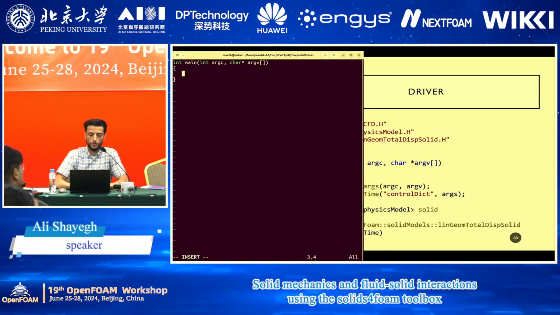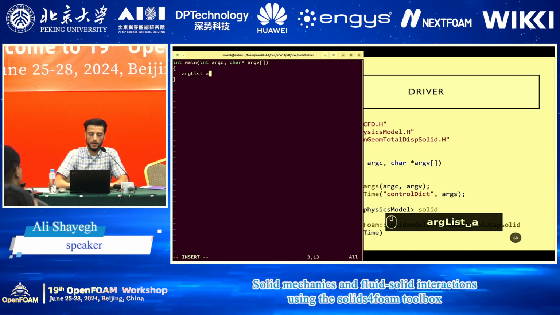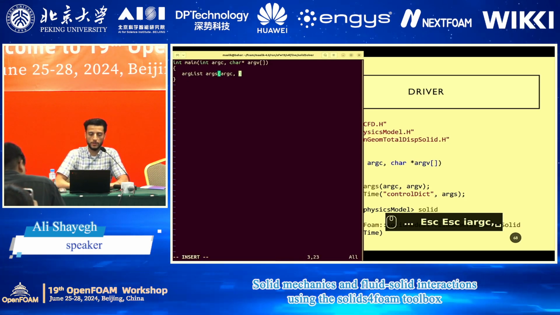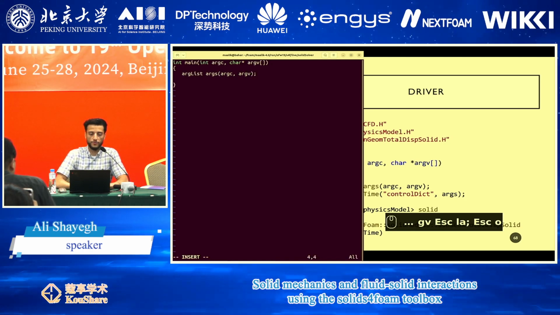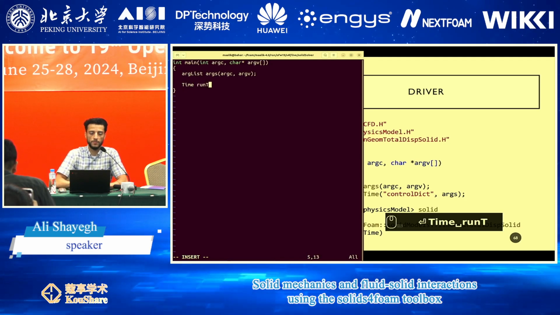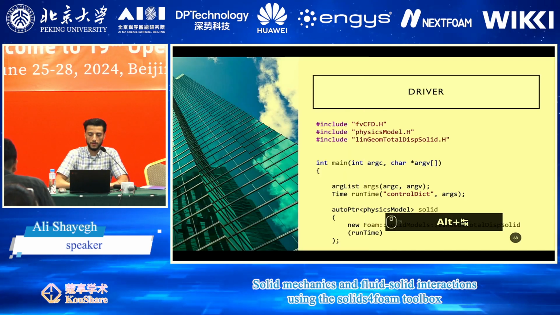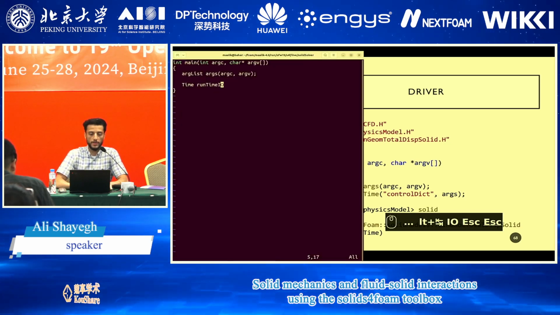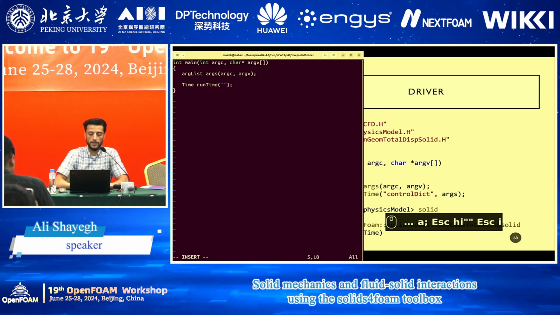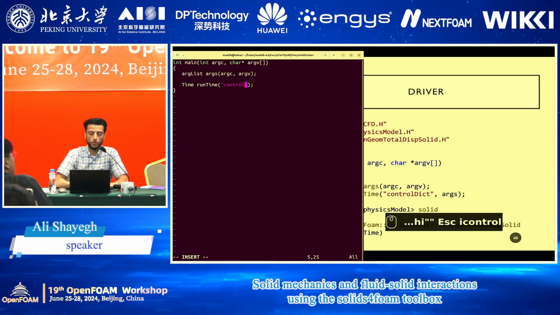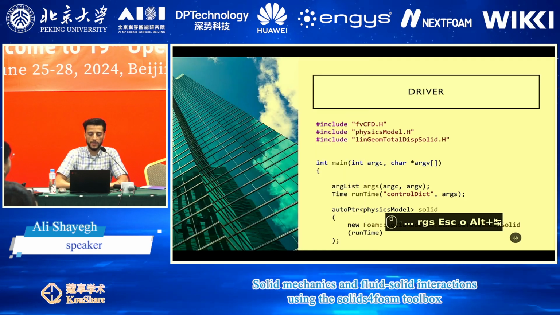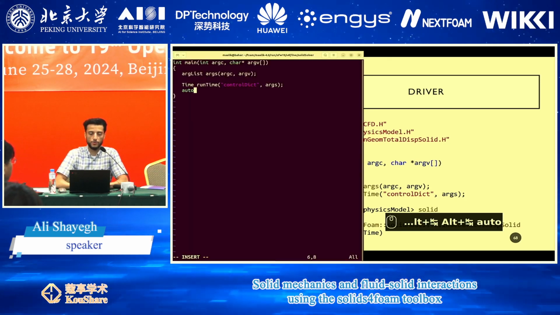Before that, you need to create an arglist object as well. This is just because of the OpenFOAM structure. So the first physical thing that we create is time. I create time and call it runTime. The runTime object to be constructed needs two arguments: the name of the control dict, which is normally controlDict, nothing else, and args.